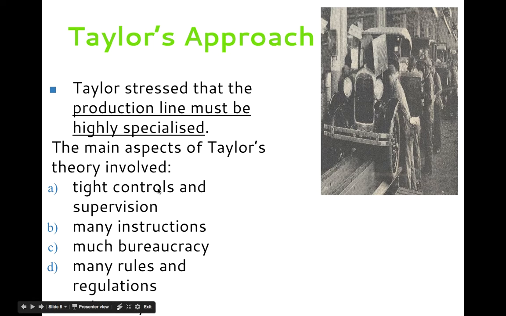So there were tight controls. There were managers and bosses supervising. There were rules and regulations. So it's really important that you have a clear understanding of Taylor's approach.